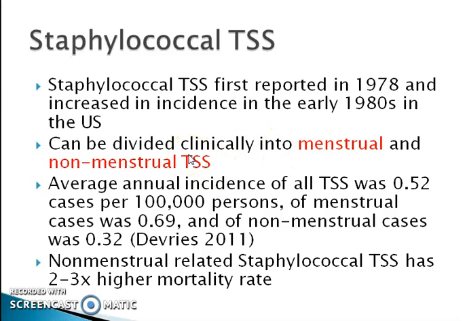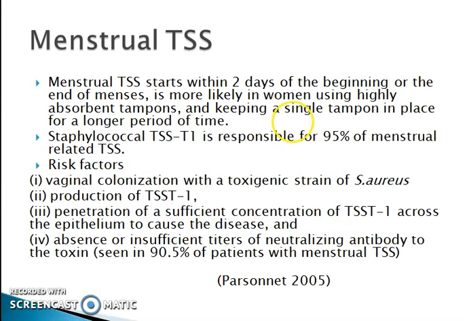in the US, and it can be divided into menstrual and non-menstrual types. As we can see, non-menstrual staphylococcal toxic shock syndrome has a 2 to 3 times higher mortality rate than the menstrual type. Menstrual toxic shock syndrome starts within 2 days of the beginning or end of menses, more likely in women using highly absorbent tampons and keeping a single tampon in place for a longer period of time. Staphylococcal TSST-1 is responsible for about 95% of menstrual-related toxic shock syndrome.